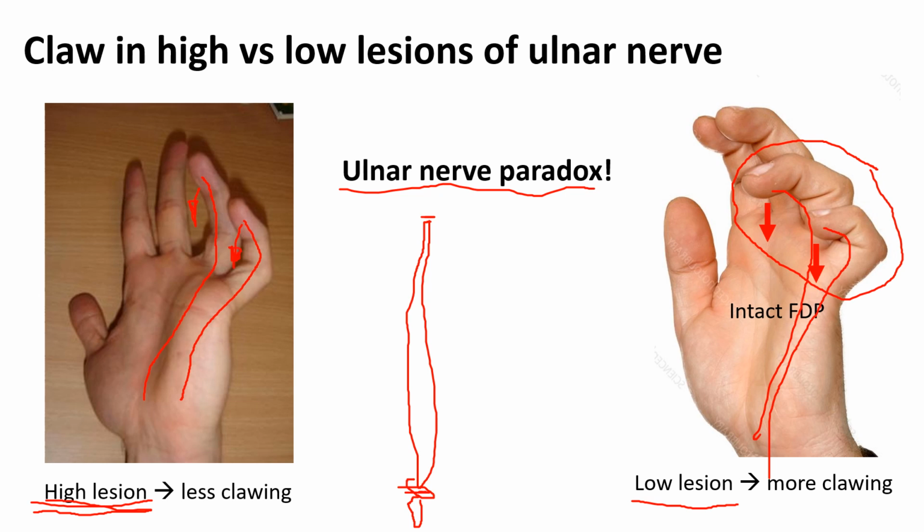Compared to that of low lesion, in which the medial half of flexor digitorum profundus is intact. So there will be more tension and more tonic tension on the medial two fingers on the interphalangeal joints, making them more flexed, creating more clawing. This is the ulnar nerve paradox.